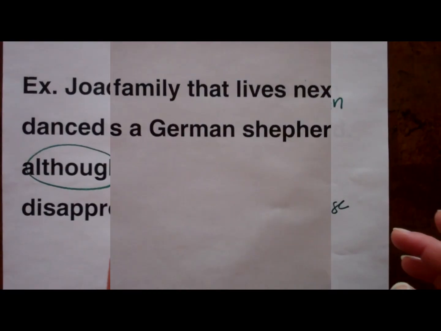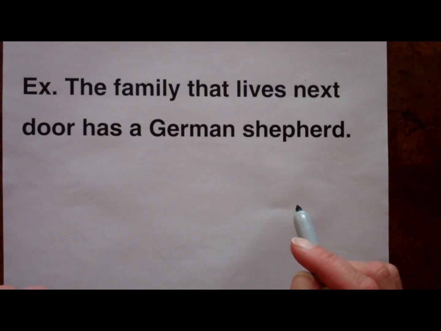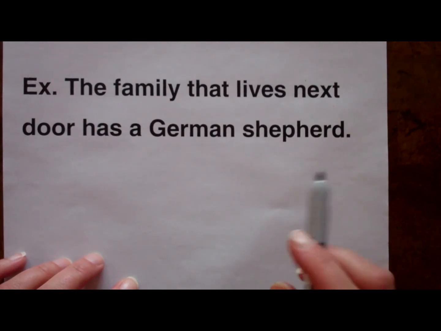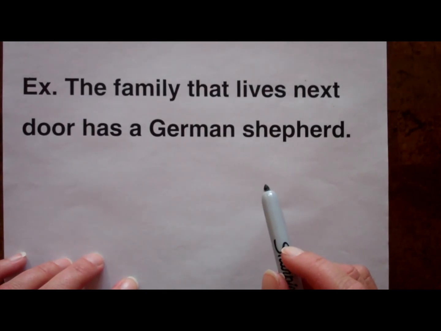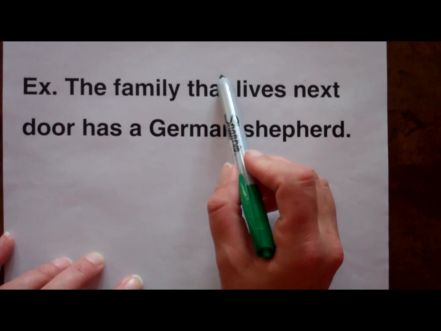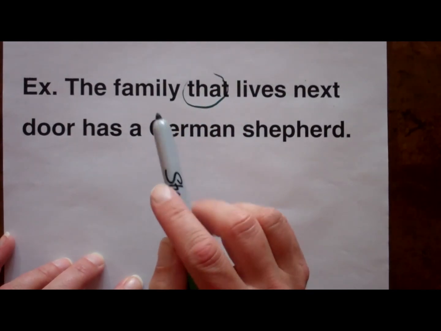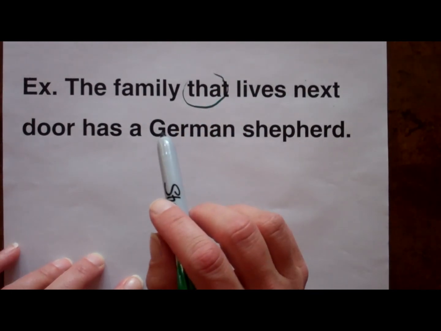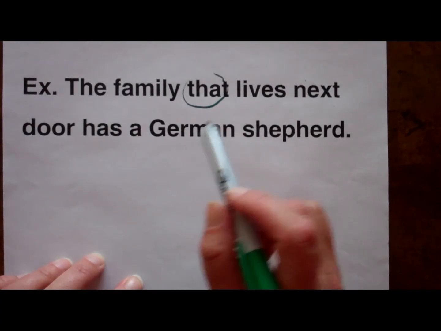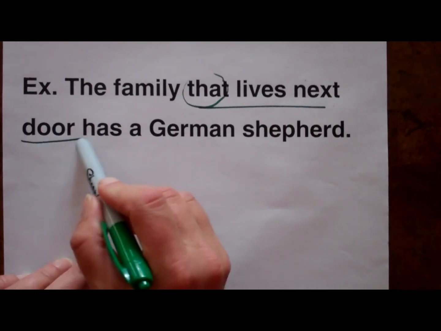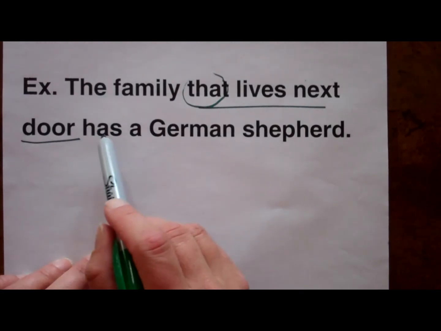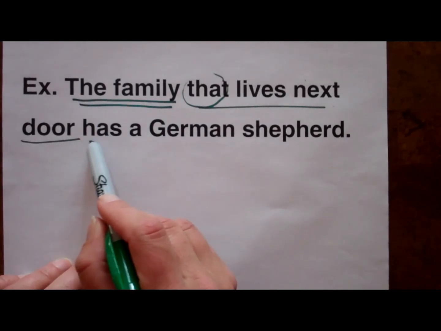Here's one more. The family that lives next door has a German Shepherd. This one is a little bit more tricky, but not if you get into the habit of looking for trigger words. Here, it's a relative pronoun, that. Often, when you have a relative pronoun, it serves as the subject of the clause. So my subordinate clause is, that lives next door. It's embedded within the main clause. The family has a German Shepherd.